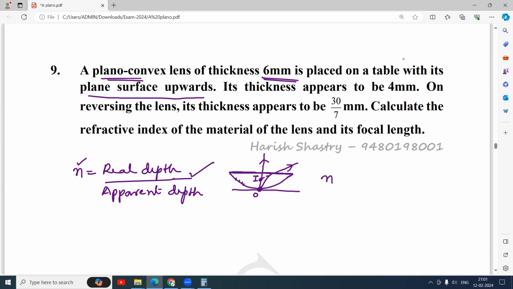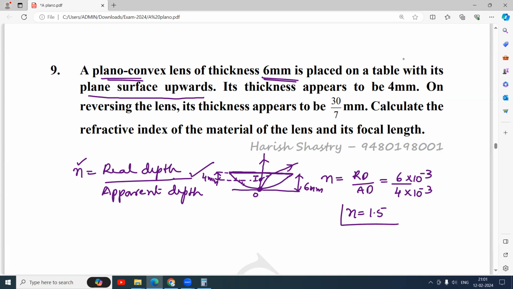So you can write n is equal to, it is given that the total thickness of the plano-convex lens is 6 millimeter, and it appears to be at a depth of 4 millimeter from the surface. So I can write real depth by apparent depth. Real depth is 6 millimeter, this is 4, so millimeter gets cancelled. So the refractive index is 1.5. Easily we have got it.